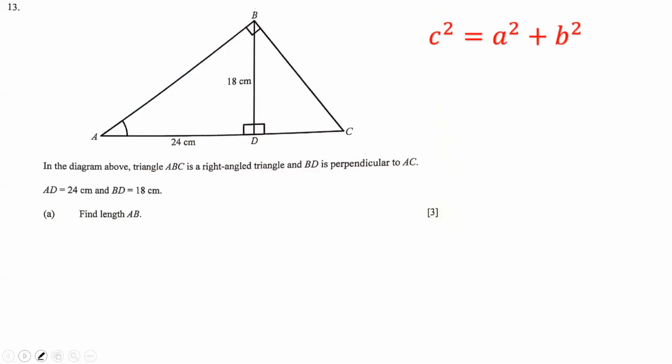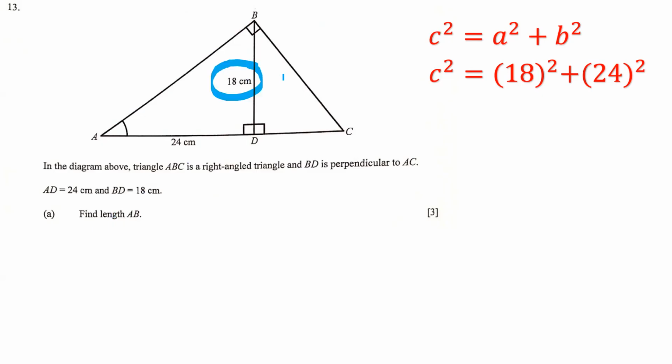So we have Pythagoras theorem, which says c squared equals a squared plus b squared. We're going to call this side A, and this side B, and we're trying to find C, the missing one, AB. So C is our hypotenuse. A is 18 centimeters, which we just denoted here. B is 24 centimeters, which we have here. So we have 18 squared and 24 squared.